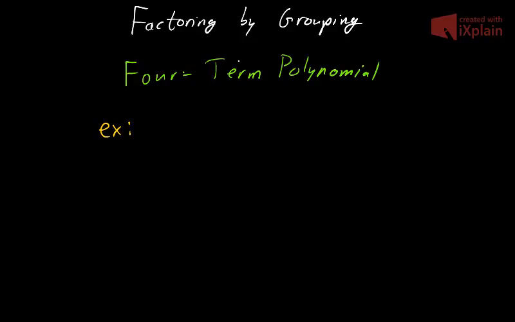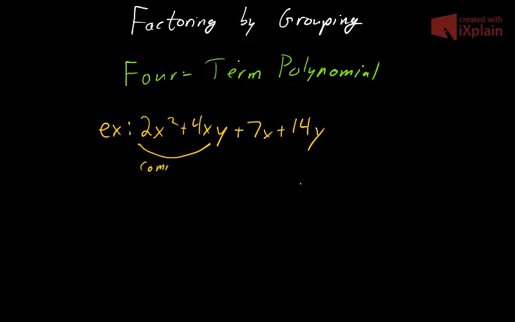If I have 2x squared plus 4xy, that shouldn't be squared, that should be a y. There we go. Plus 7x plus 14y. What I'm going to want to be able to see is that these two terms have common factors, and these two terms also have common factors. And what that means I can do is I can pull out those common factors and then kind of look at what I want to do with this again after I've done that.